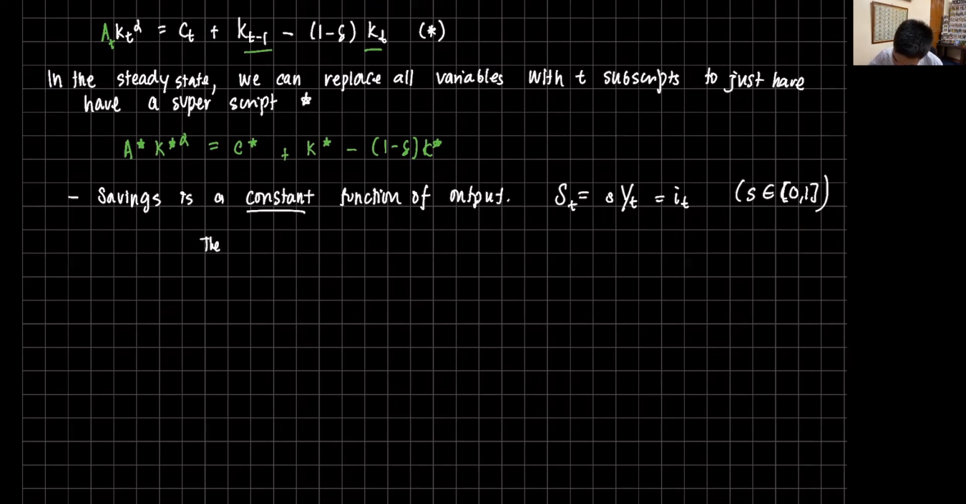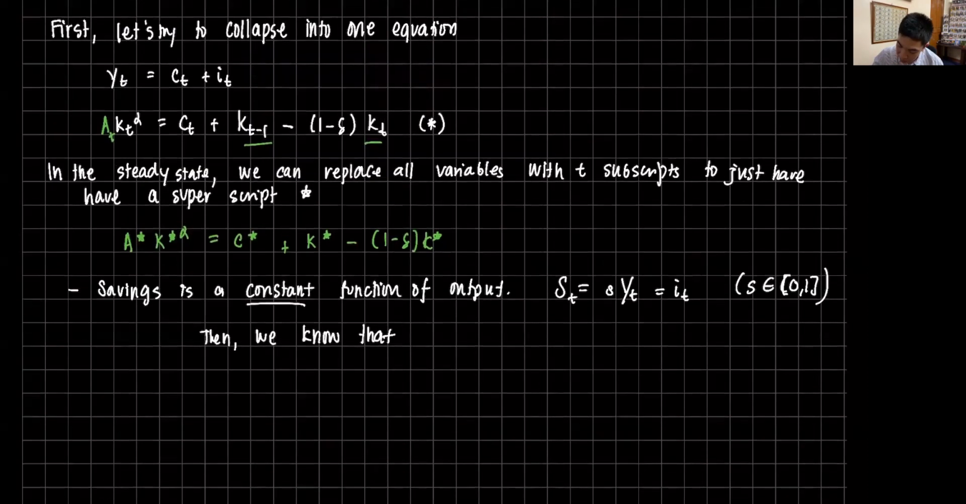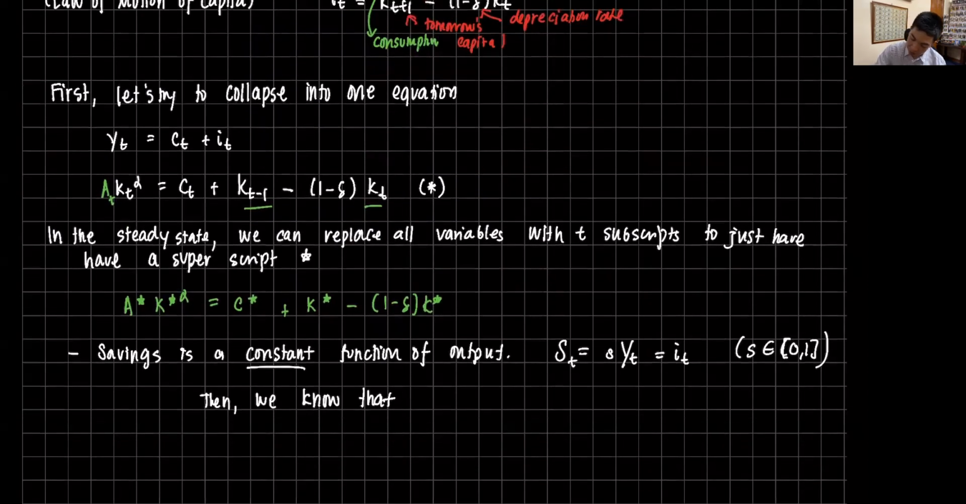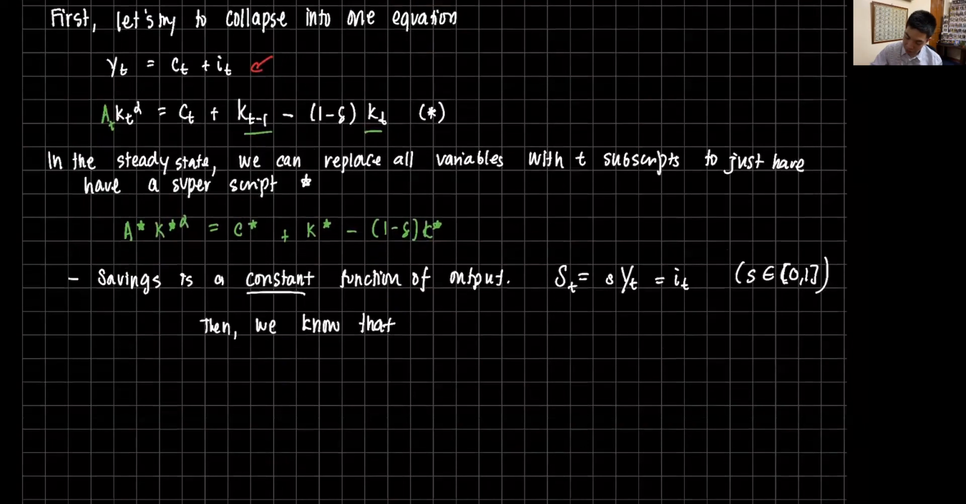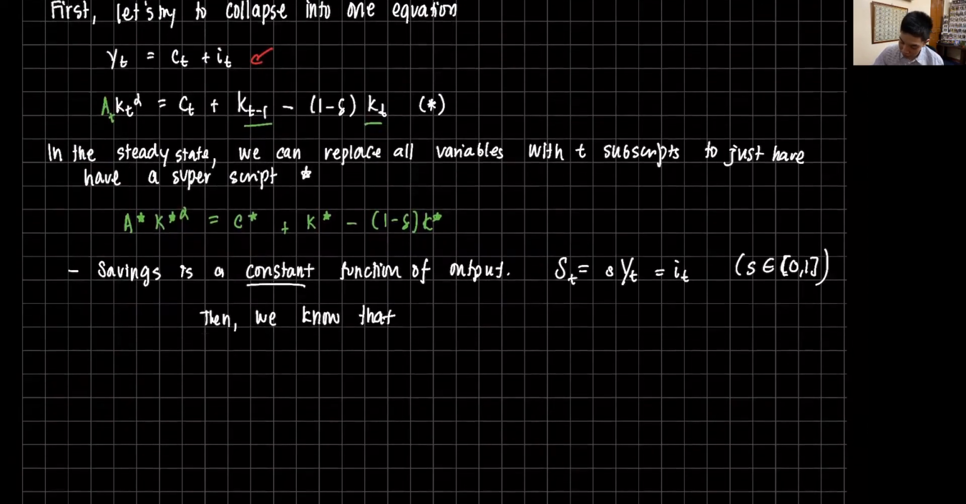Then, if you look at your aggregate resource constraint, just zeroing in here, whatever isn't invested or saved is consumed. So we can effectively rewrite consumption.